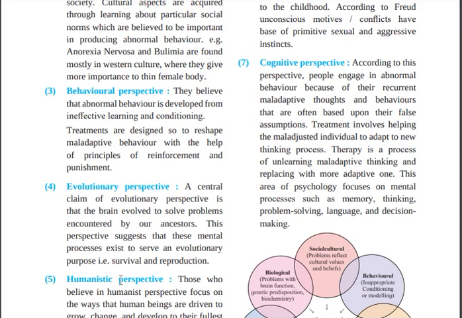So what are they saying about the evolutionary perspective? A central claim of the evolutionary perspective is that the brain evolved to solve problems encountered by our ancestors, and this perspective suggests that mental processes exist to serve an evolutionary purpose. So from the evolutionary point of view, whatever behavior we presently have is totally based on our past ancestors.